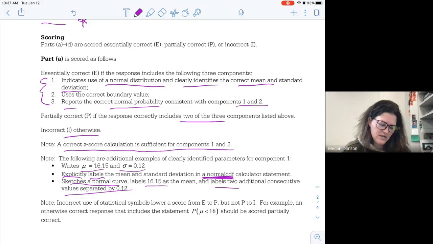And then it says, another note, incorrect use of statistical symbols. If you use incorrect symbols when you're labeling things, they'll knock you down to a P. Okay. They do say it'll knock you from an E to a P, but not a P to an I. If you were already at a P, they'll still give you a P. But if your symbols are incorrect, you will not earn an E. You can't earn an E. Sad panda.